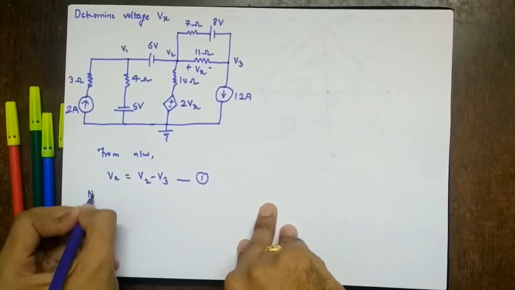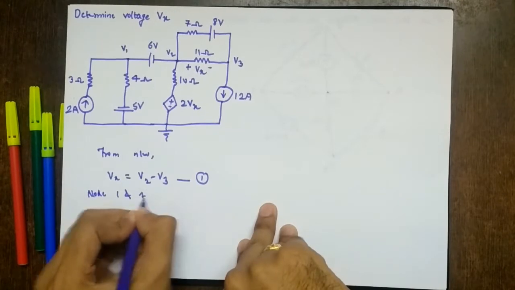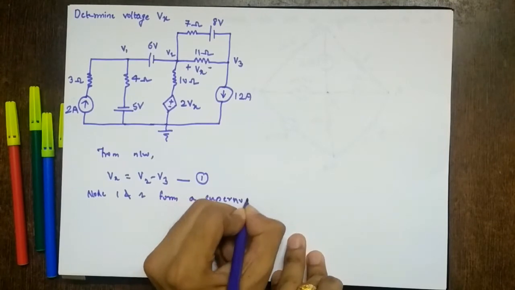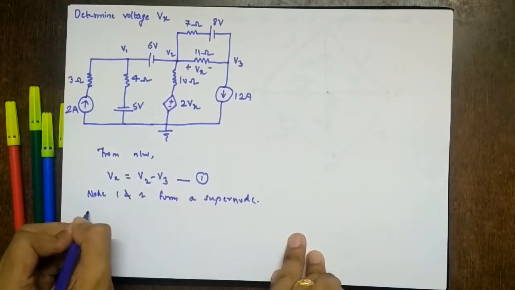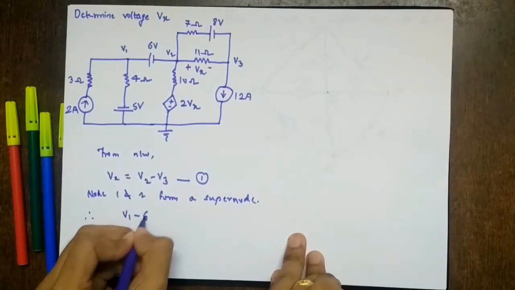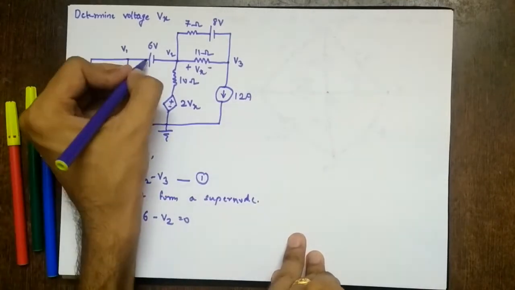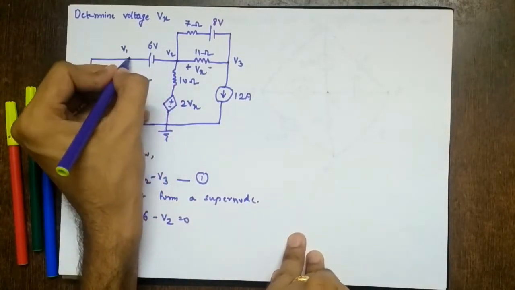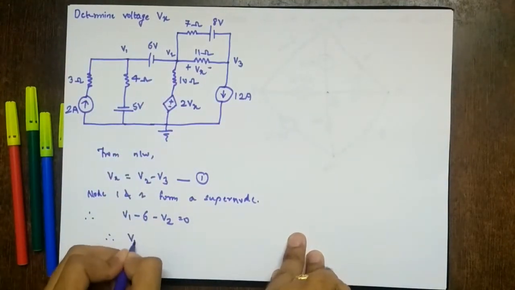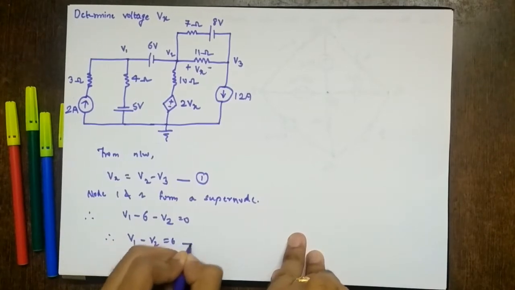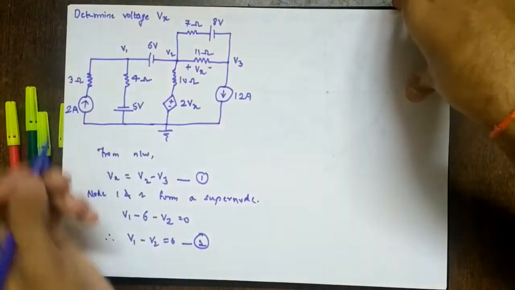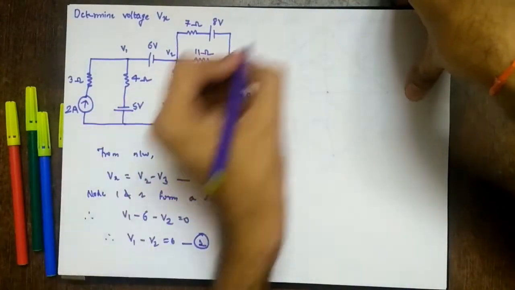Next, we say node 1 and 2 form a supernode, right? So therefore, what we write? V1 minus 6 minus V2 equal to 0. Again, why is this minus? Because we are going from V1 to V2, from plus to minus, so a fall in potential. So therefore, V1 minus V2 equal to 6. This is the second equation, right? So three nodes, we should have three equations apart from the dependent variable. So two more equations are remaining.